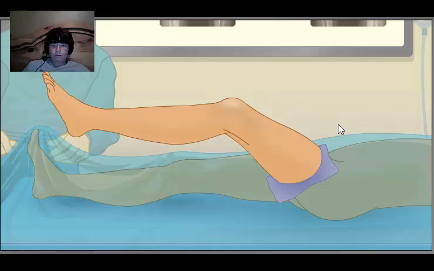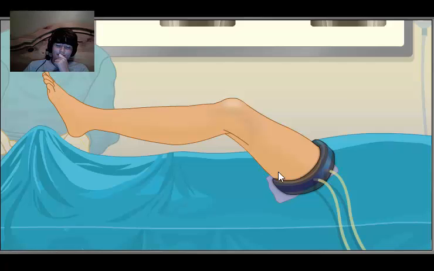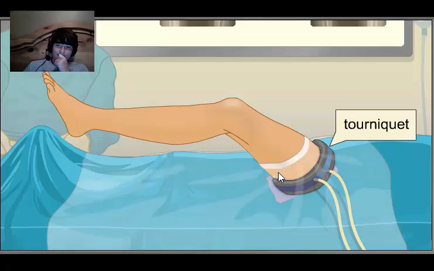After the patient is unconscious, oh my, is he naked? Before the first incision is made, we need to establish a sterile field around the surgical area. Alright, do I get to do it? A series of sterile drapes isolates the surgical field from the rest of the patient's body. A tourniquet is applied to cut off blood flow, which allows a clearer view of the surgical field during surgery.